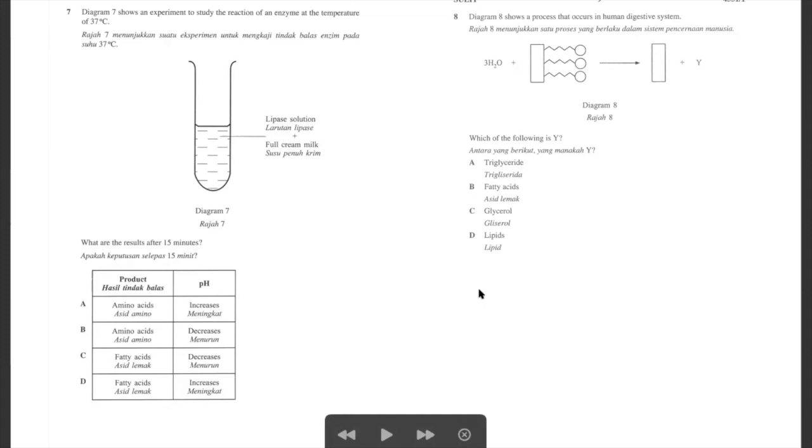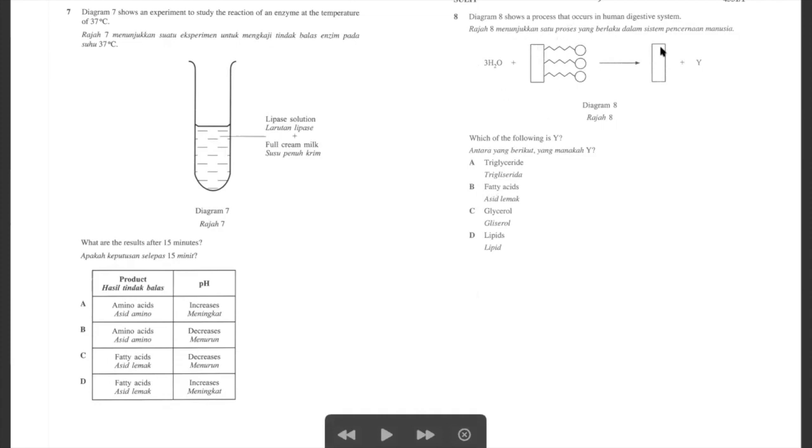Number 8. This one is very easy. What is Y? You look here, this is a fat digestion. Why? Because this is fat. Like I explained earlier, when we digest fat, it will become two things, glycerol and fatty acid. Specifically, it will produce 1 glycerol and 3 what? 3 fatty acid.